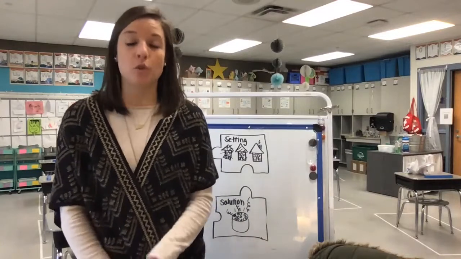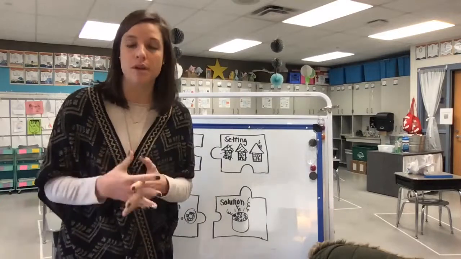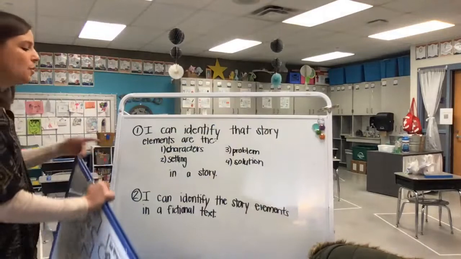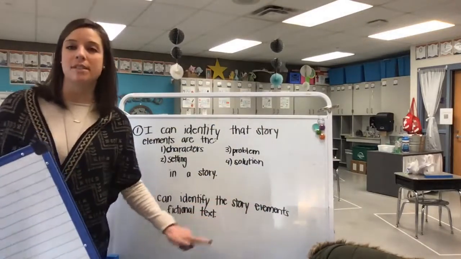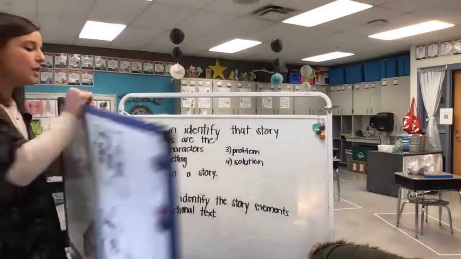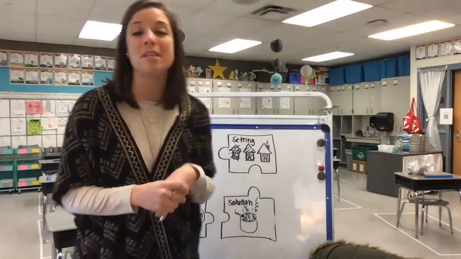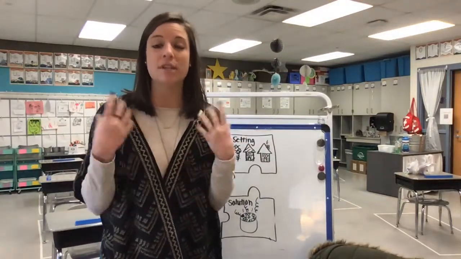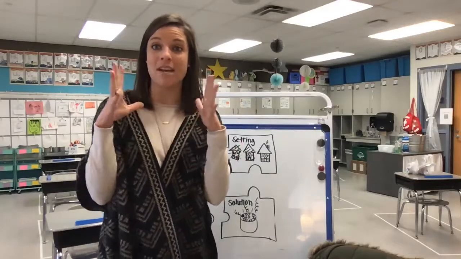Today for your read aloud, we're going to continue thinking about our different story elements. Our learning target while we are reading is to identify the story elements in a fictional text. We are going to read another fictional story, which means it's not real. It's not made up of facts. It's just a fun story that has our 4 story elements that make it fun and exciting.